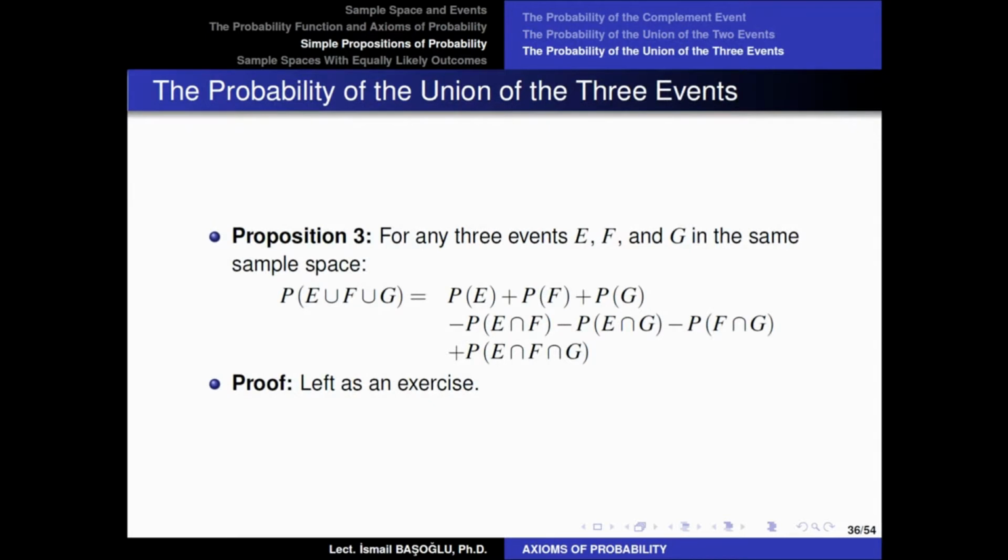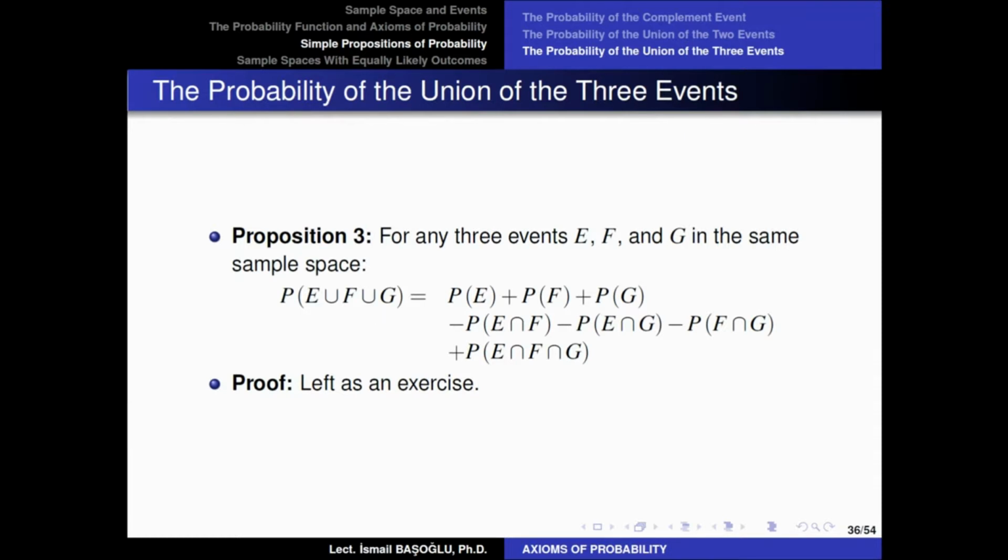Now, in the third proposition, we have a generalization of the second proposition. So instead of calculating the probability of the union of two events, what if we want to calculate the probability of the union of three events? So let's just say we have E, F, and G defined in the same sample space. What is the probability of a three-way union here?